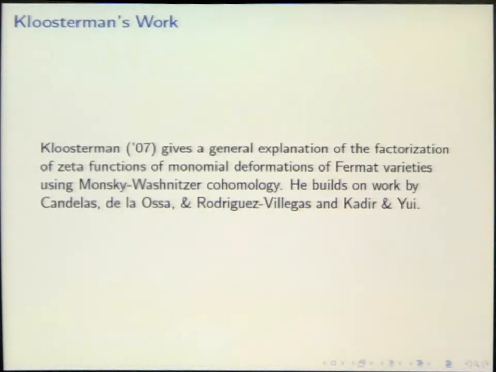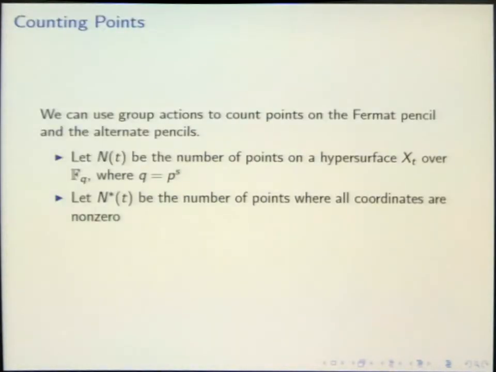So the interesting thing is that a lot is understood about these Fermat pencils, or the diagonal things with the monomial deformation. One thing we're thinking about is what happens with other, less diagonal things. Kloosterman gives a nice formula for how to find the zeta function, but it relies heavily on knowing exactly what the cohomology is. So there's a project. And another thing we wanted to talk about is how this relates to point counting.